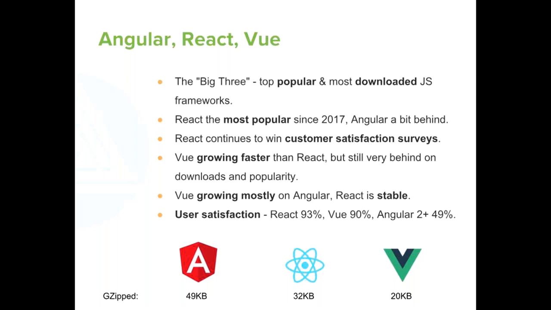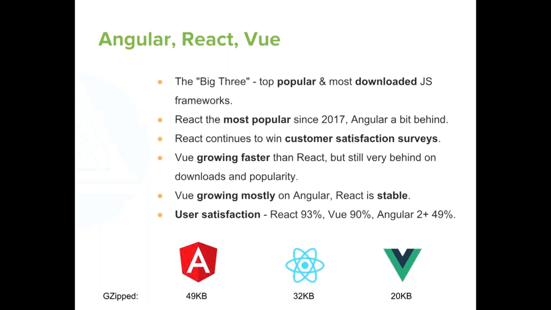But in the case of Angular, you need to understand that it's still in development. Every 6 months, you get a new version of Angular, so they're trying to improve as they can with the new versions. It's also interesting to see that Vue is growing faster than React, although it's still far behind Angular and React, but it's growing on Angular. So when Vue gets stronger, Angular gets weaker in popularity.